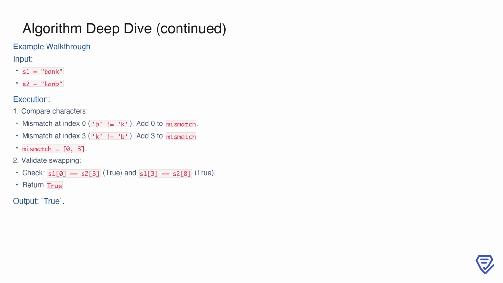Next, we validate the swap. The characters at these mismatched positions must complement each other. Specifically, we check if S1[0] equals S2[3] and S1[3] equals S2[0]. Both conditions are true, so swapping b and k in S1 aligns it with S2. Therefore, the output for this input is true, confirming that the strings can be made equal with exactly one swap.